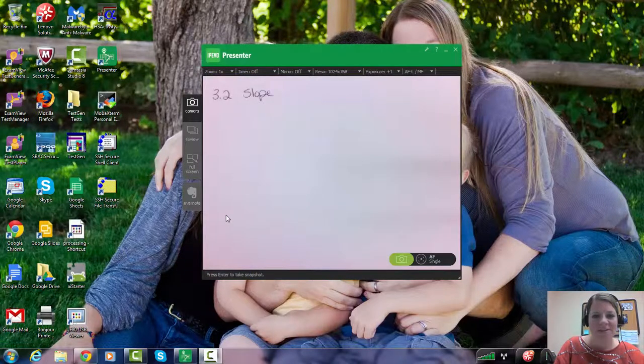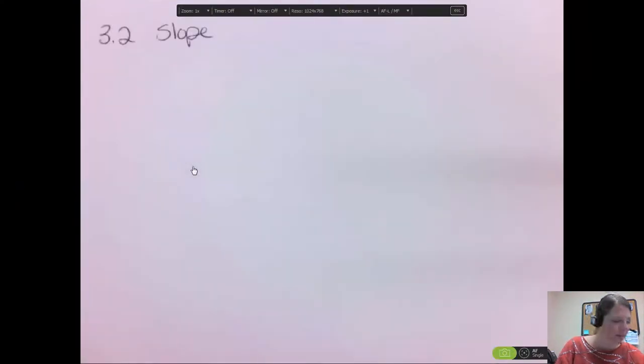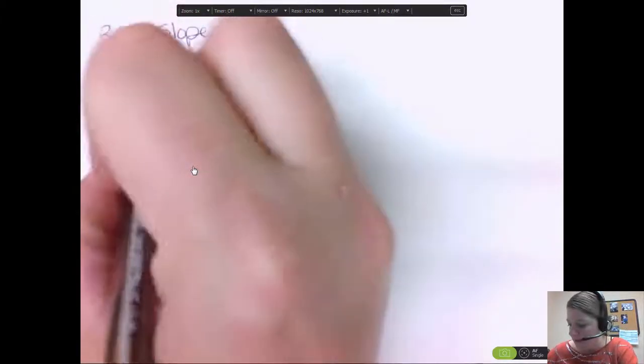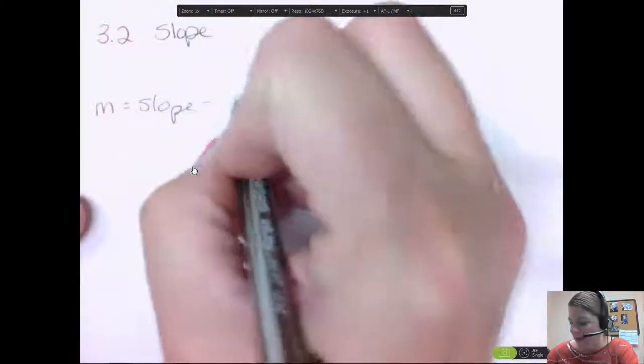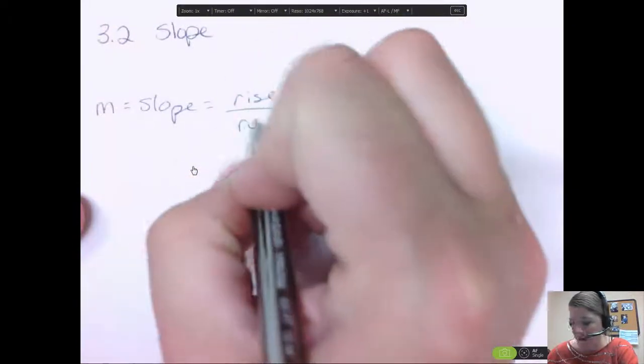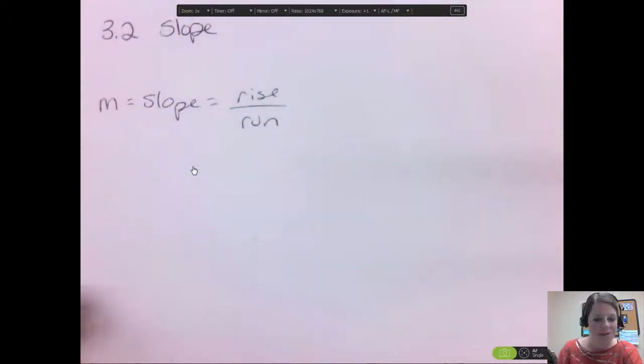All right, so this video is going to be on slope and the slope of a line. So first of all, you need to know what slope is. It's represented usually by an M. It's also represented by rise over run, and that's kind of like how the graph looks. So I'll explain that when we look at a graph.